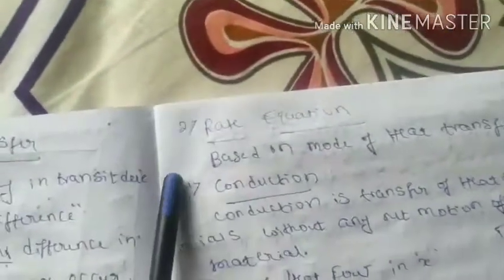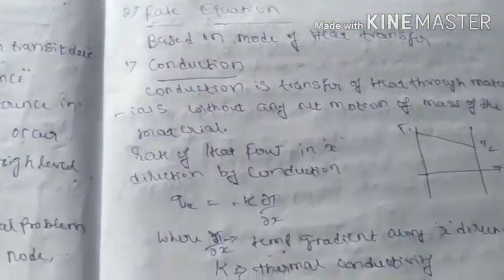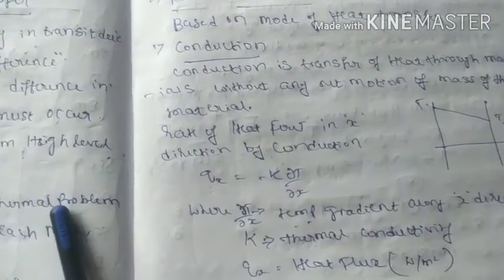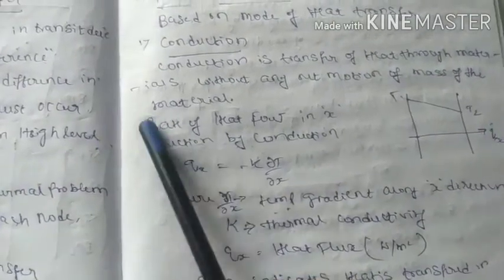Next one is based on the rate equation. That is based on the mode of heat transfer. As you know, there are three important modes by which energy transfer takes place: one is called conduction, convection, as well as radiation. Okay, let me see one by one.